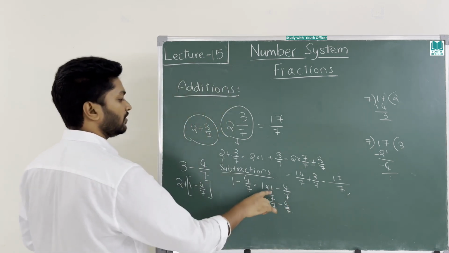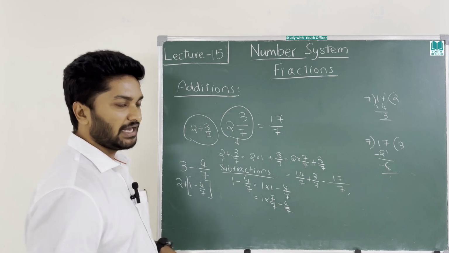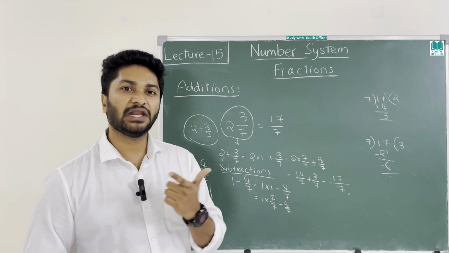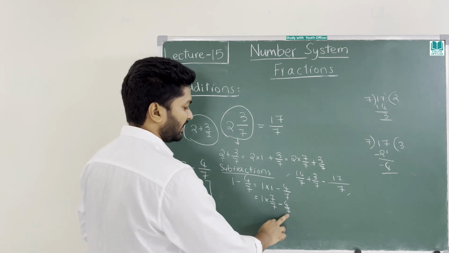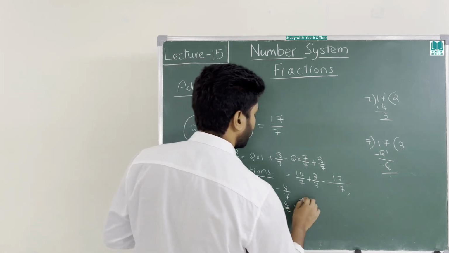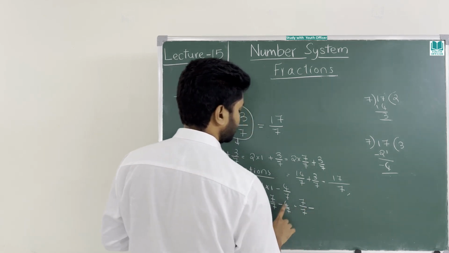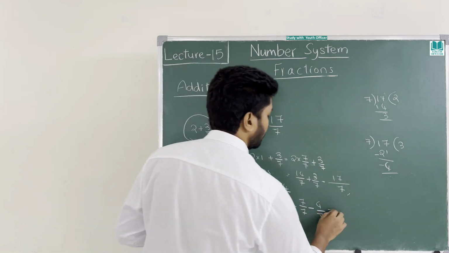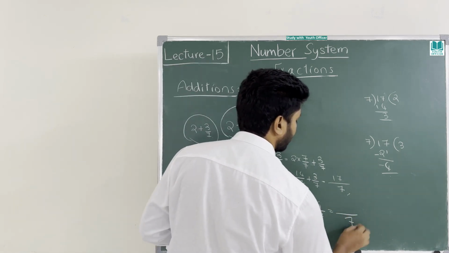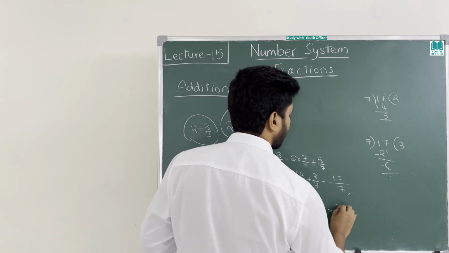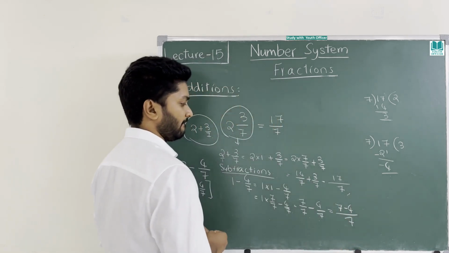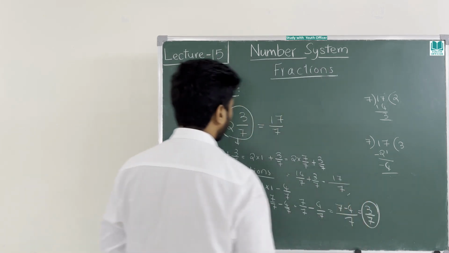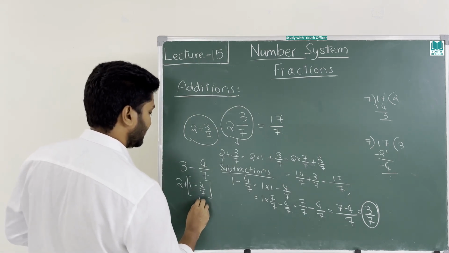Sir, how do you know whether to use 7 by 7 or 3 by 3 or anything? That you will get through practice and through requirement. What is your requirement? My requirement is 7 here. So this is 7 by 7 minus 4 by 7. Now the denominators are equal. I'll put 7. Now numerator 7 minus 4 is 3. Denominator is 7. So you got 3 by 7. This answer is 3 by 7.